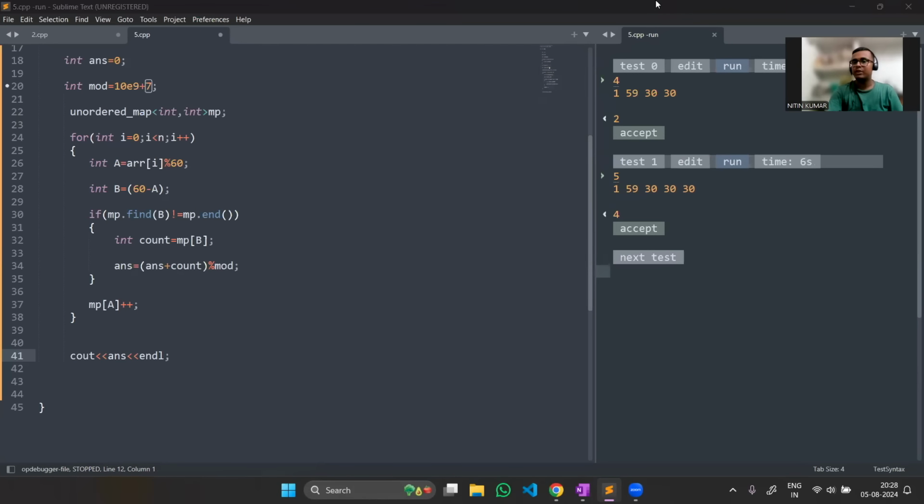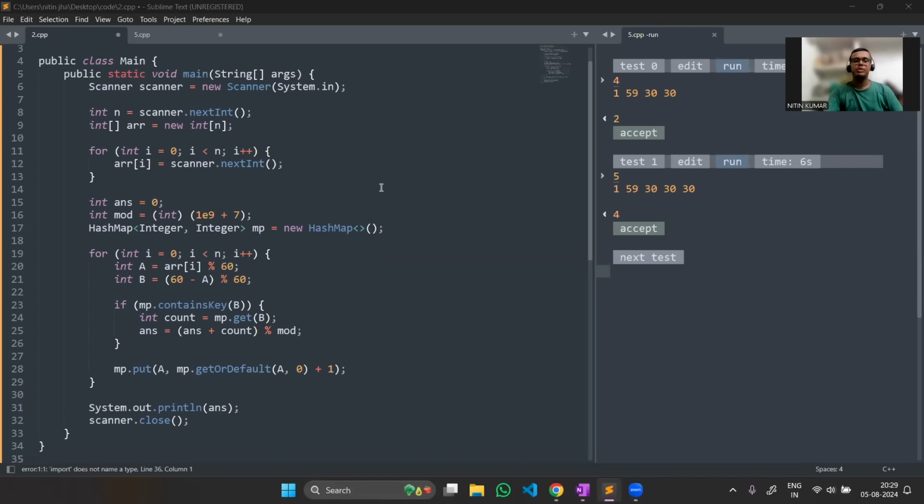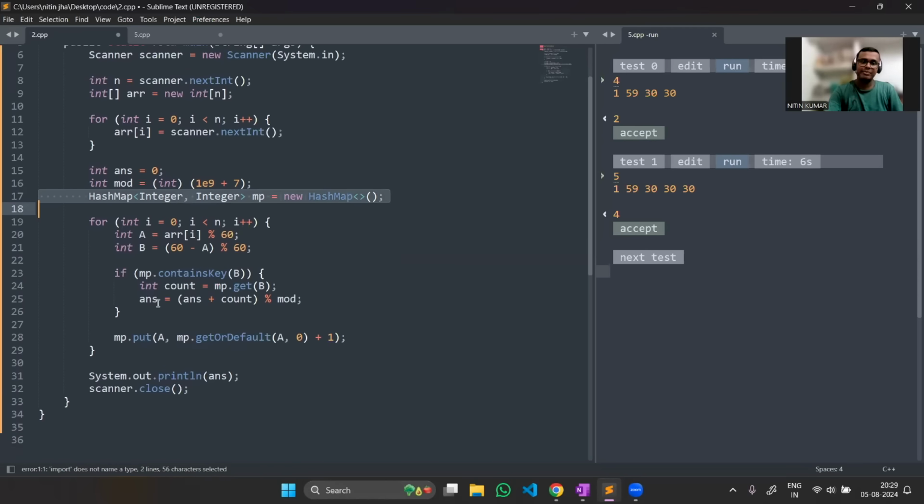Now let me show you the Java code also. If you can see the Java code on my screen, it is the same problem, and the same thing would happen. The map is declared as a HashMap in Java. The other things would be the same, same A, same B. We just have to check whether it contains the key. In C++, the function would be find. Here in Java, it would be containsKey.